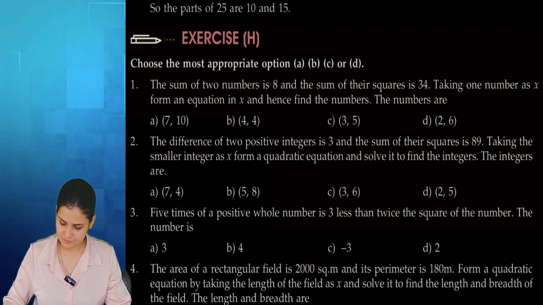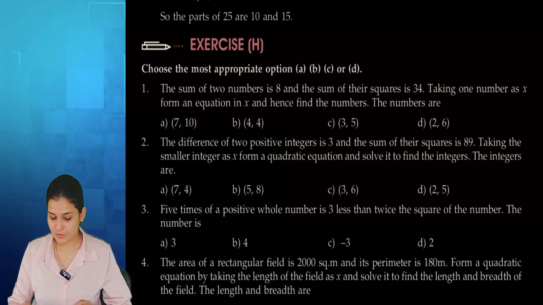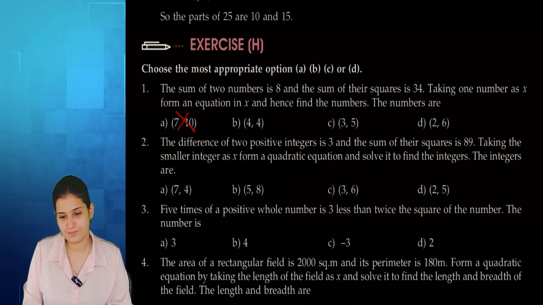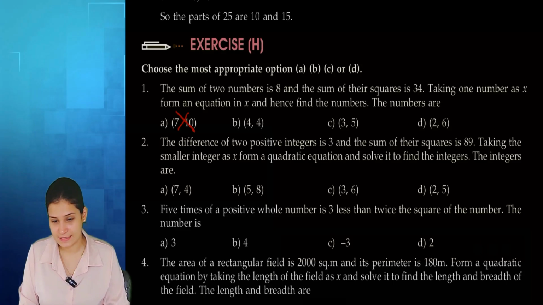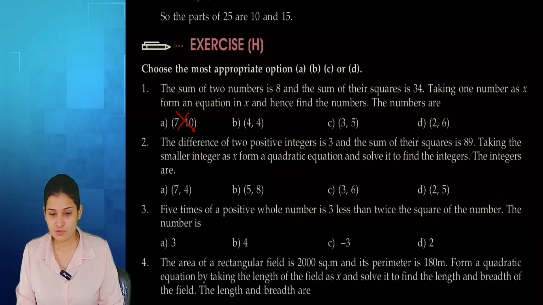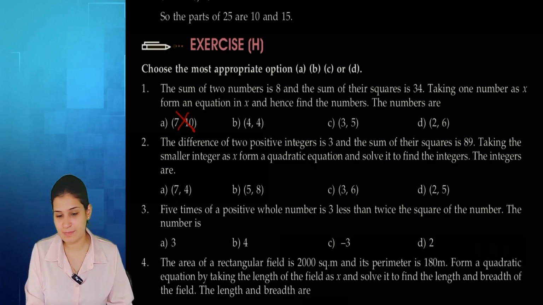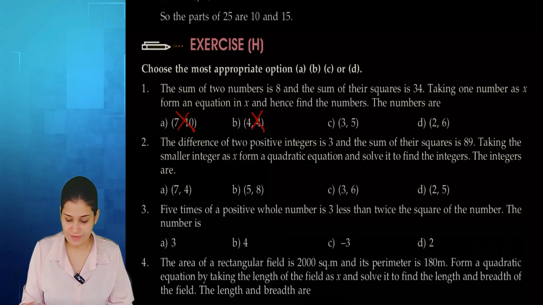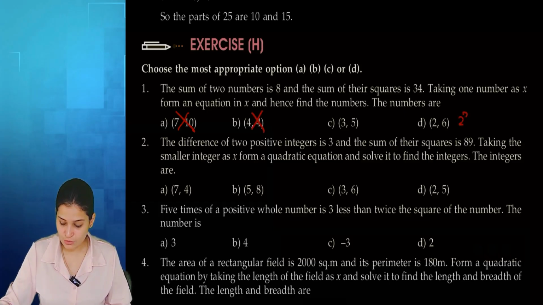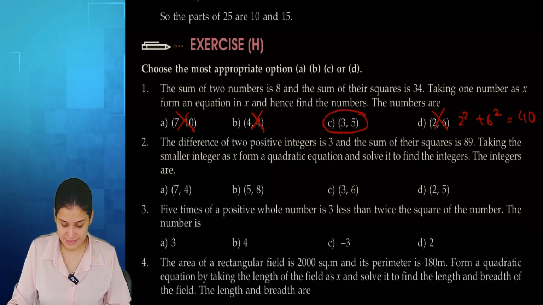Again, trial and error. The sum of two numbers is 8. Which out of the following? So A can't be the answer. Agree? And the sum of their squares is 34. So 4 square plus 4 square, 16 plus 16 is 32. Wrong. 3 square 9 plus 25, 34. Yes. What about 2 square plus 6 square? This comes out to be 40. So this is also wrong. So option C is the correct answer.